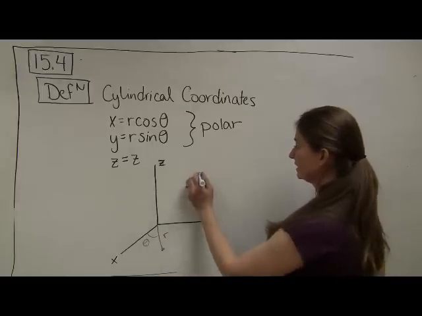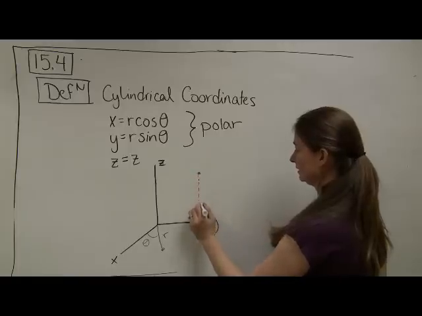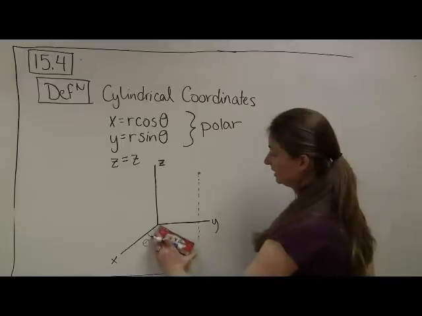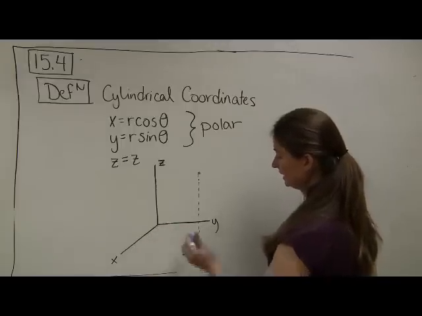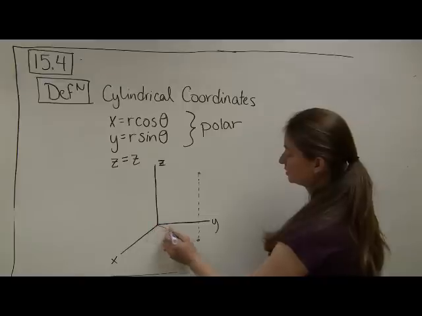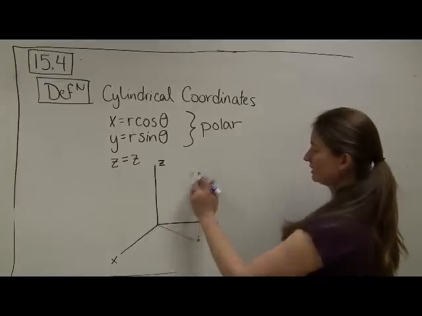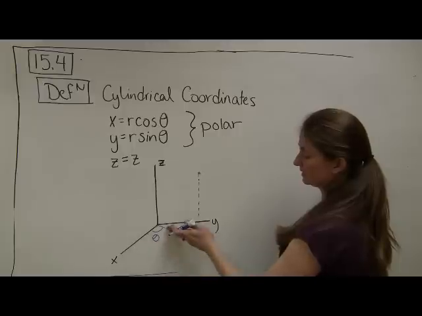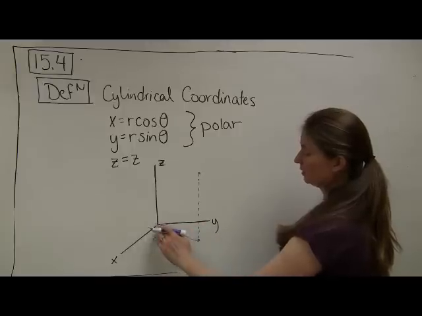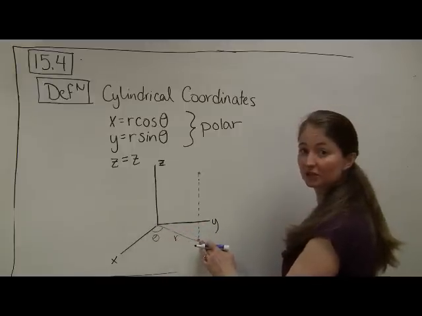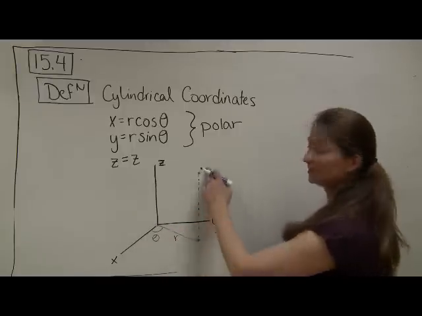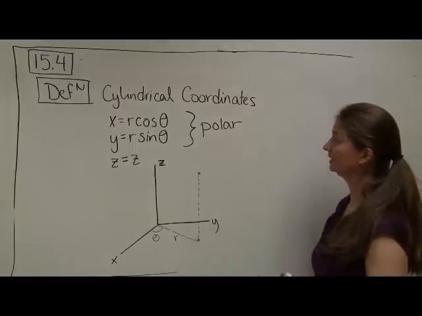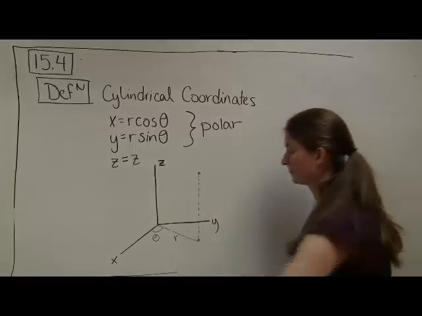So if I pick some point out here in space, I could describe it in terms of what angle. I'm going to project it down onto the xy plane, and I can describe this point in space as the angle that it's making with the positive x-axis, the length out it's making from the origin, and then the height of that point.